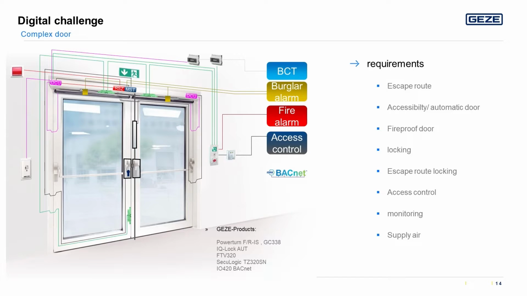Here we have the burglar alarm, fire alarm. Maybe it is an escape route. You have got a fireproof door, locking, and so on and so on. All these things are coming together on one door. And it's not just GEZE products. It may be some locks from another manufacturer, and all these things must work together in a way that works.